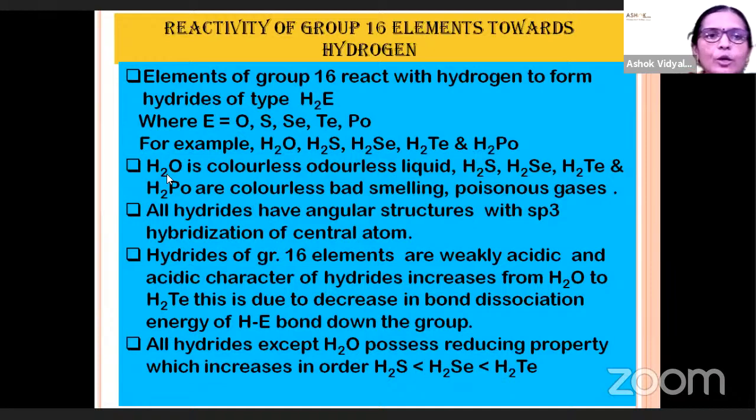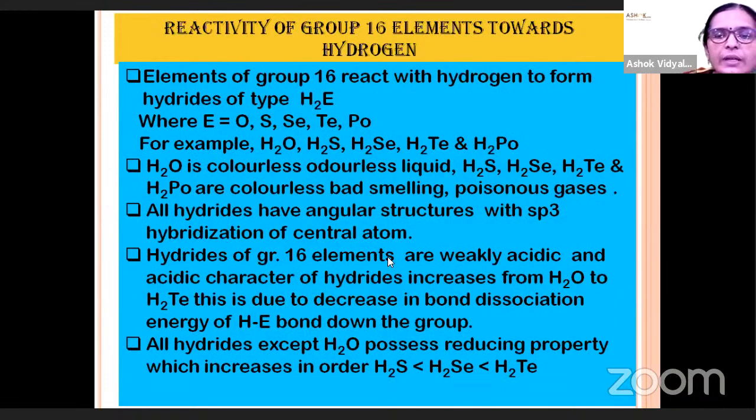This hydride of oxygen, H2O, is colorless, you know very well, that is water. It is a colorless, odorless liquid. H2S, H2Se, H2Te and H2Po are also colorless, but they have a bad smell and they are also poisonous gases. All the hydrides have an angular structure with sp3 hybridization of the central atom, that is oxygen.